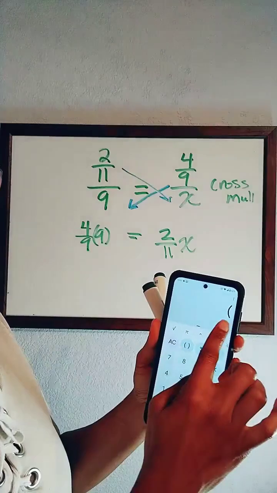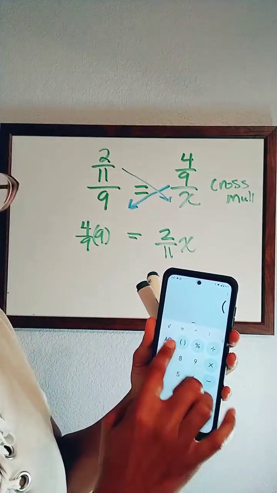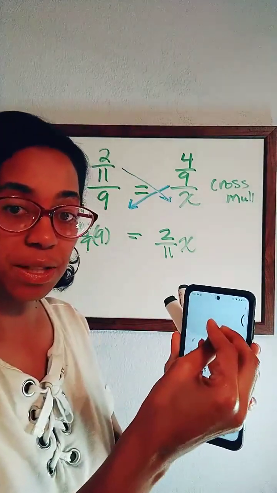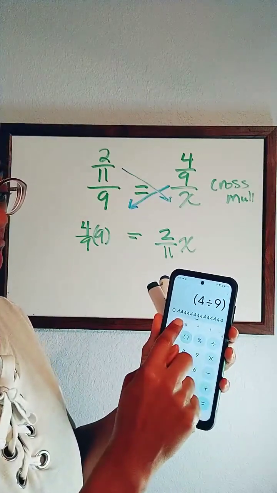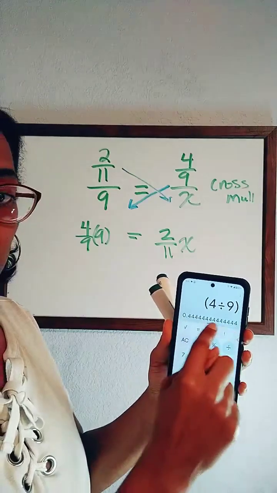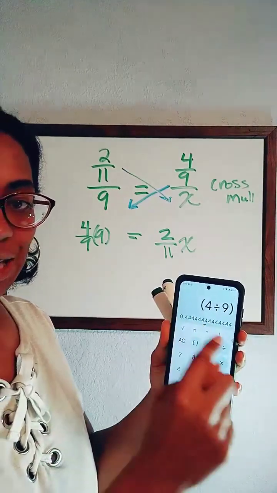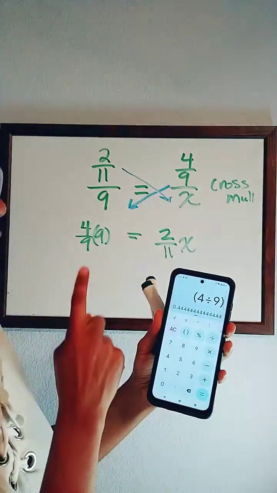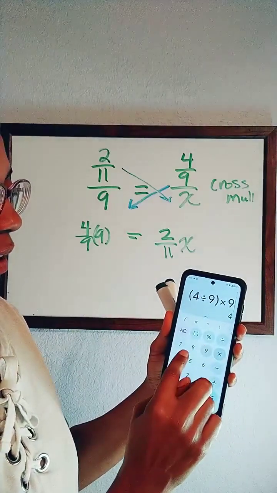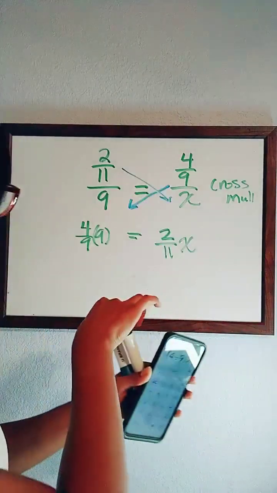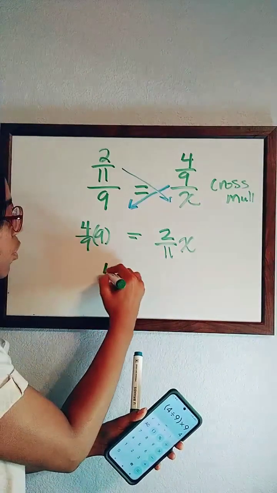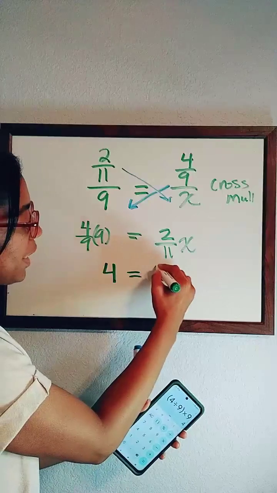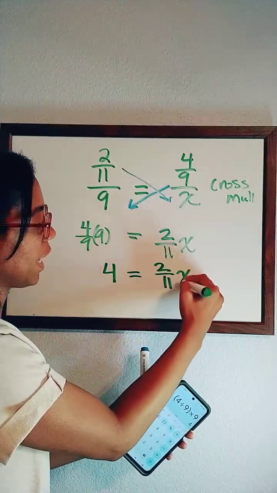Anytime you use a calculator and you use a fraction, you will always wrap that fraction in parentheses. So 4 divided by 9, because a fraction is a division problem. And you see why I do not convert it to a decimal, because it's not going to give you a precise answer. So 4 divided by 9 times 9 gives me 4. I'm going to write that down because I'm not going to stress myself out if they're going to let me use a calculator. So 4 is equal to, now I have 2 over 11x.